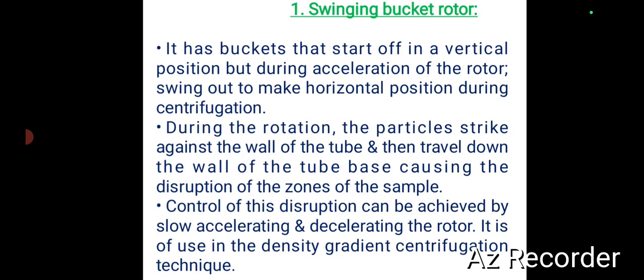First one, the swinging bucket rotor. It has buckets that start off in a vertical position, but during acceleration the rotor swings out to a horizontal position during the centrifugation. Initially we keep it in the vertical position. During the rotation, the particles streak against the wall of the tube and travel down the wall to the tube's base, causing disruption of zones of the sample.